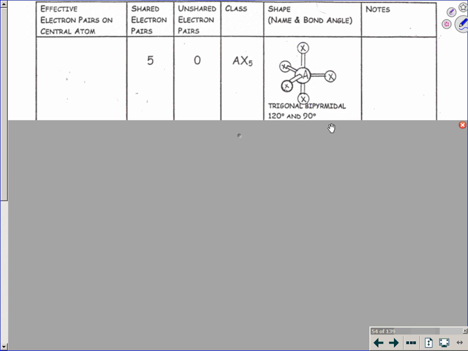And then on the bond angles, the equatorial to axial bond angle is what? 90. So the equatorial to the axial bond angle is 90. And then the equatorial to equatorial is what? 120, because you have 360 divided by 3 is 120. Polarity?